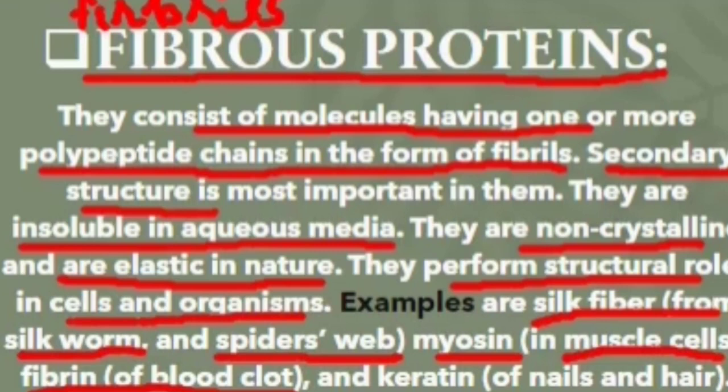And the last example is keratin of nails and hairs. Keratin is a well-known and important protein present in nails and hairs, with the alpha-helix structure of fibrous protein, and it is also present in the horns of animals.